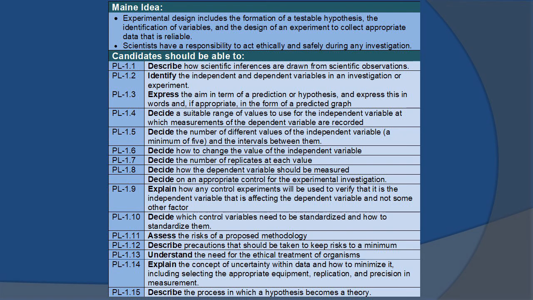All right, that is it for us today. Those main ideas: experimental design includes the formation of a testable hypothesis, the identification of variables, and the design of an experiment to collect appropriate data that is reliable. Scientists have the responsibility to act ethically and safely during any investigation. And of course, until next time, keep learning.